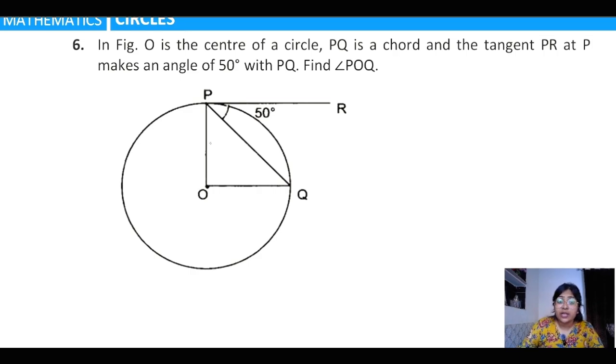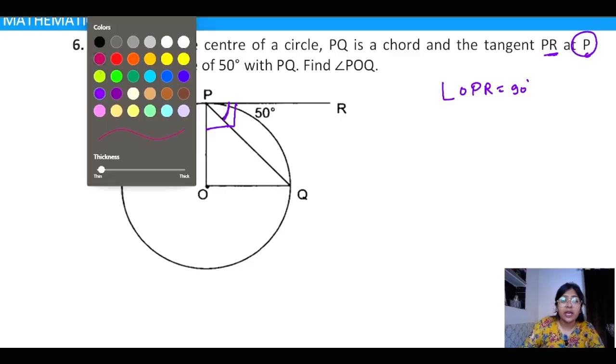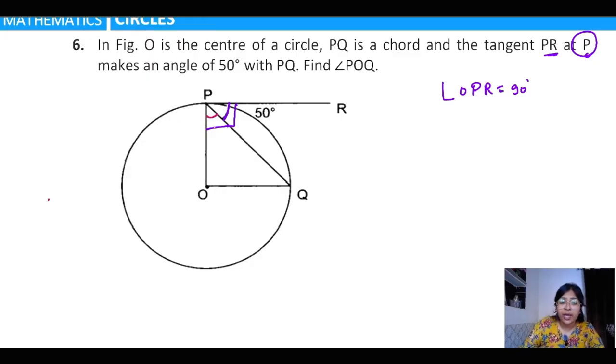The tangent and the radius are perpendicular to each other. This is a theorem we know. It means angle OPR is equal to 90 degrees, because PR is the tangent at point P, and P is the point of contact. This angle is 50 degrees and the total is 90 degrees. If you subtract 50 from 90, the remaining angle is of measurement 40. So this pink angle is 40 degrees.